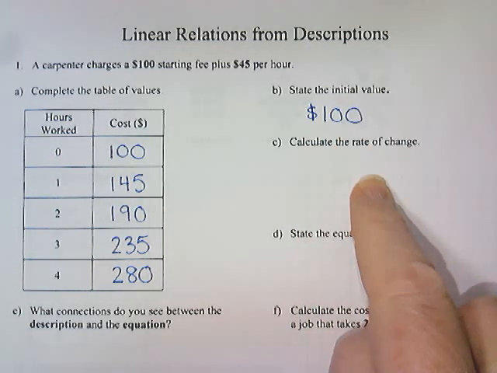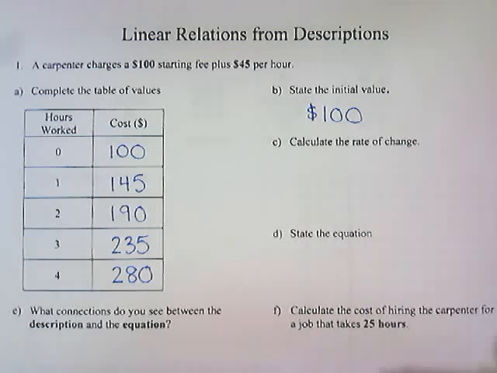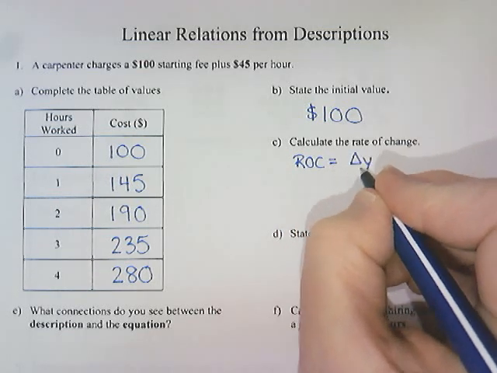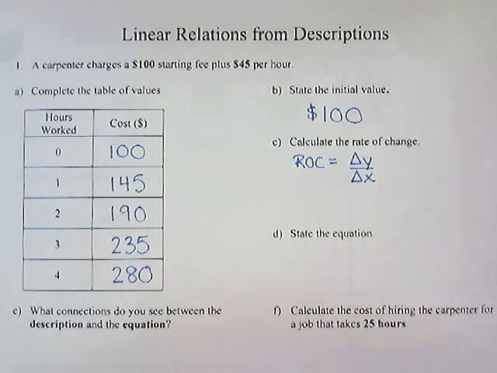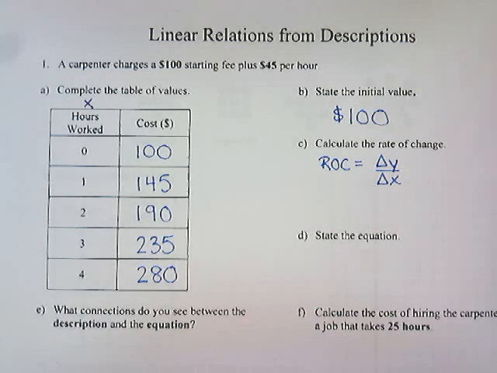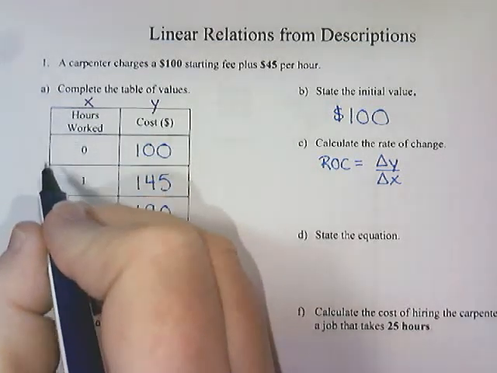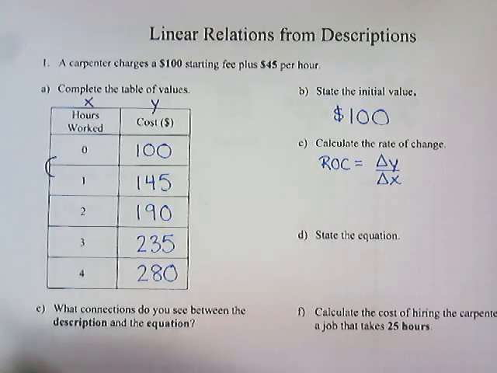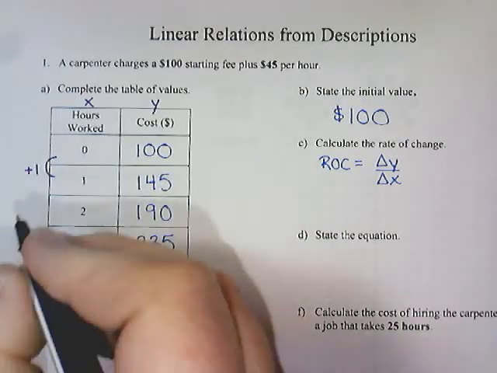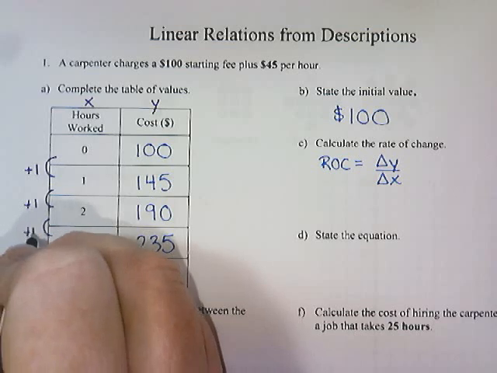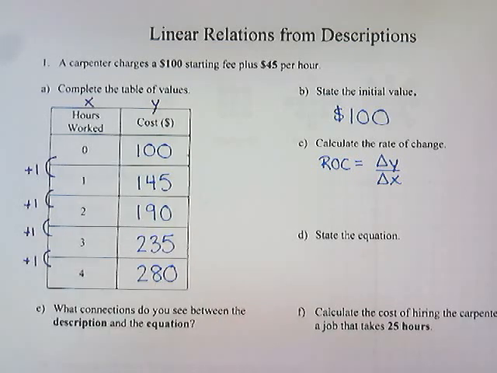So in order to calculate rate of change, we need to first calculate our differences because rate of change is delta y over delta x. So x is always the column on the left-hand side and the y is the column on the right-hand side. Right? Delta x is going to be the differences on the x side. Delta y will be the differences on the y side. So to get from 0 to 1, I added 1. To get from 1 to 2, I added 1. From 2 to 3, we added 1. From 3 to 4, we added 1.